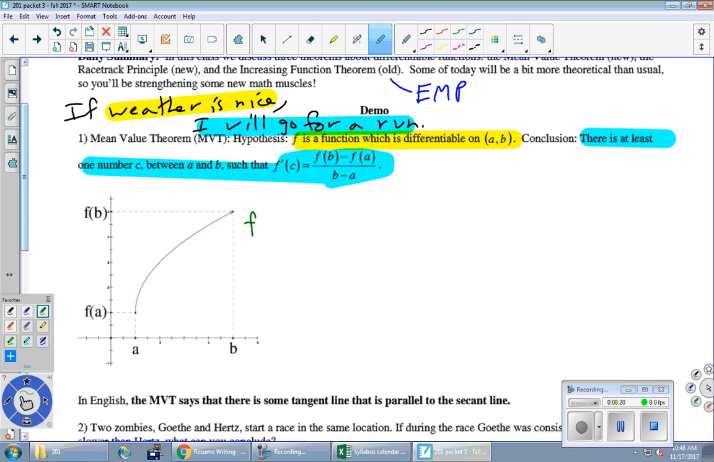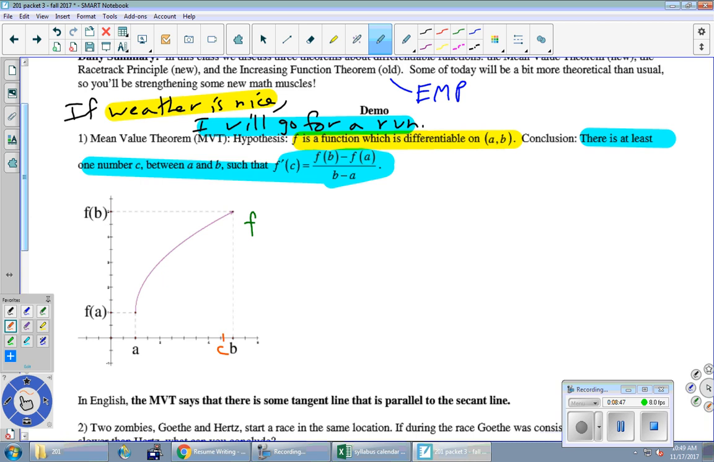There's no corner, there's no vertical tangent line, there's no asymptotes, it's not discontinuous anywhere, which means that the yellow thing is satisfied. If it's a nice day out, I'm going to promise to do something. If you have a function which is differentiable, I promise you something will be true. So here's a function which is differentiable. So here's the promise. There's at least one c between a and b. So there's some c someplace. I'm just going to arbitrarily put it over here.